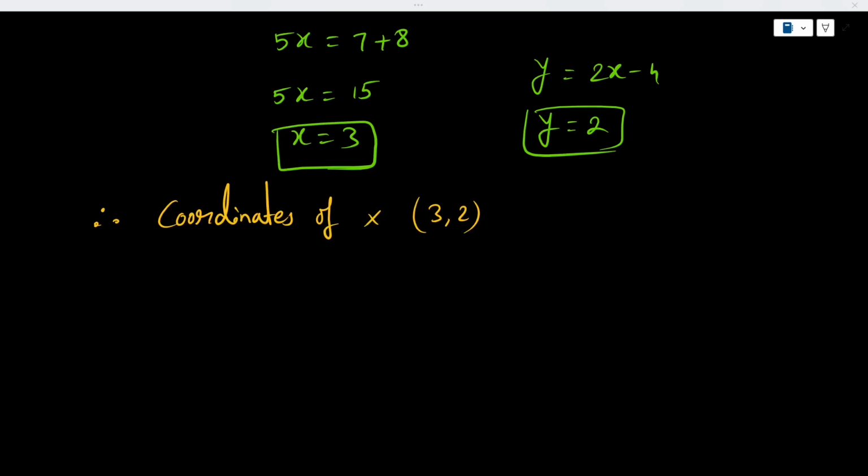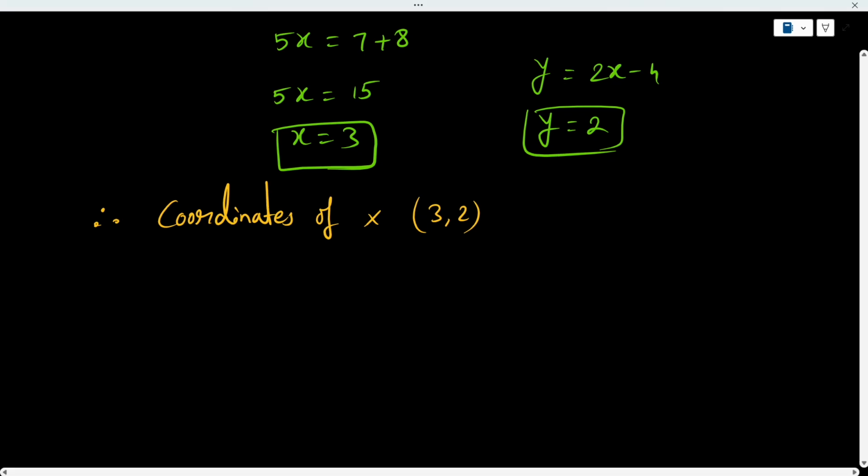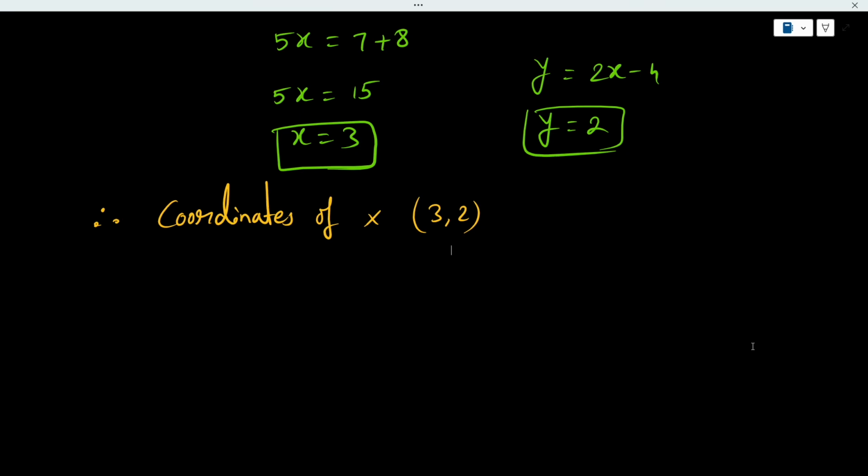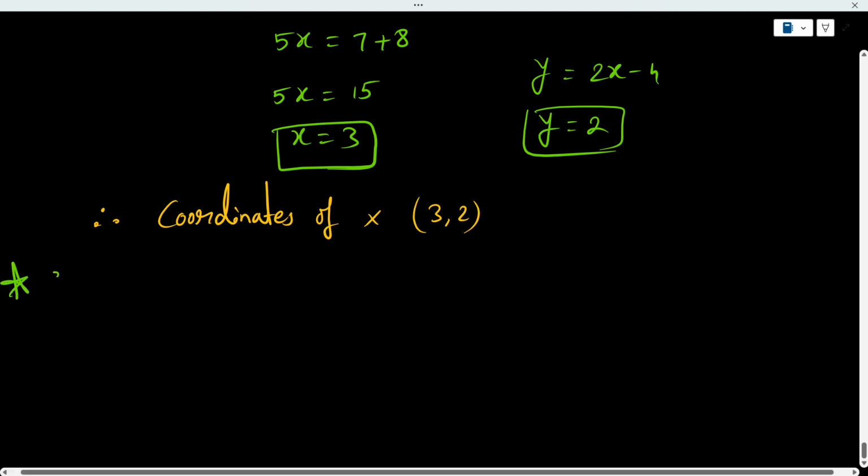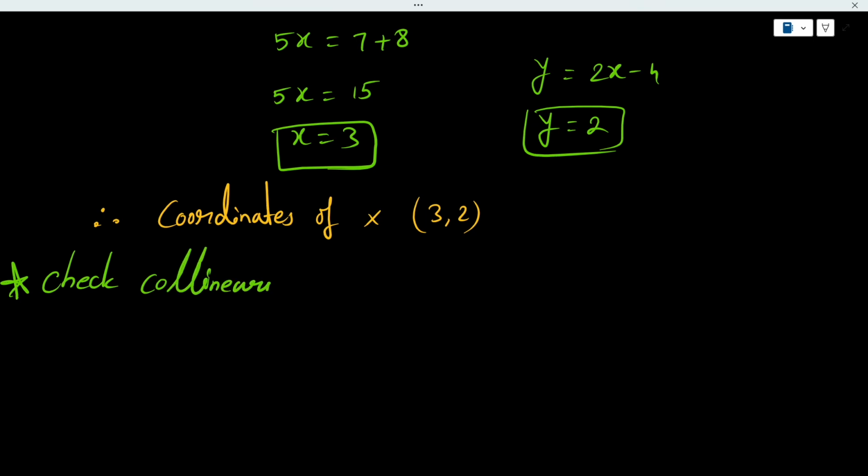Now after this, sometimes you will have to check it. These are the questions based on parallel lines, perpendicular lines and other basic coordinate geometry. Sometimes you have to check whether the given points are collinear or not. So how to check collinearity of points? Right here, check the collinearity or collinear points. How are you going to check it here? Because they'll give you the coordinates and you need to check if these 3 points are collinear.